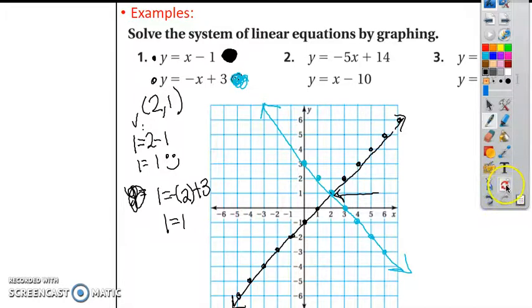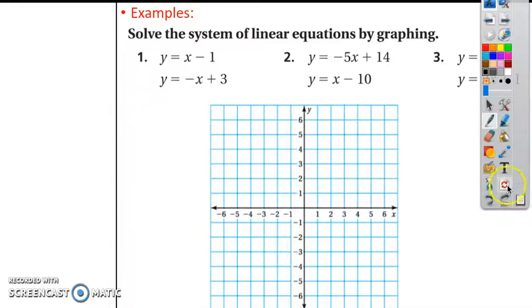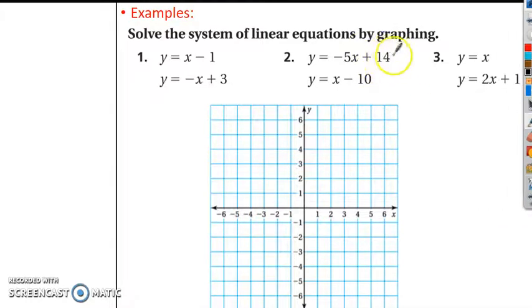Pause the video because I'm going to erase the board. All right, number 2. We're going to graph this. Obviously, this goes to 14 and my graph doesn't, so I'm going to change these to going by 2s: 2, 4, 6, 8, 10, 12, and this will be 14. So we're going by 2s, not by what's listed here.